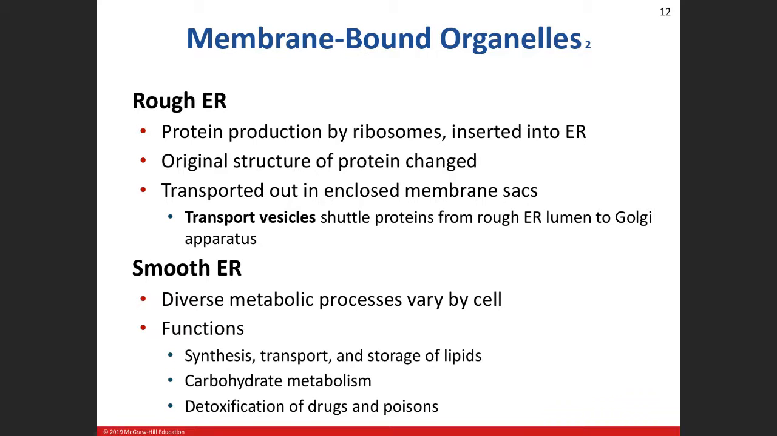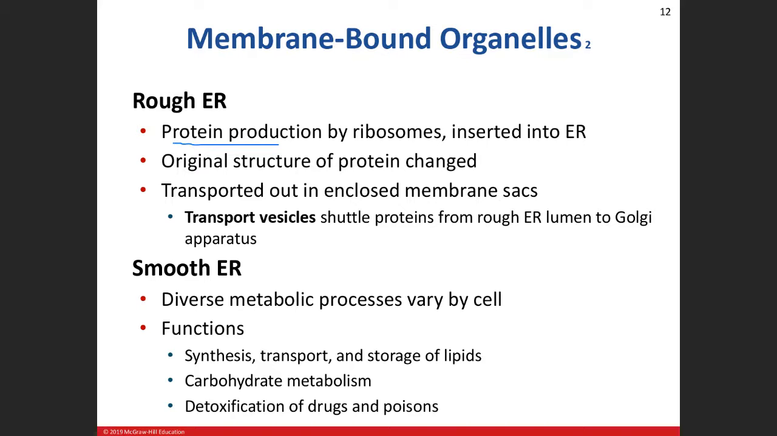This slide here is basically kind of a repeat from the previous slide, again the rough endoplasmic reticulum. We're going to see a lot of protein production going on in here. And consider this, and this is one of the things I haven't really stressed in previous semesters, but I have been finding that I've been stressing it more and more lately.